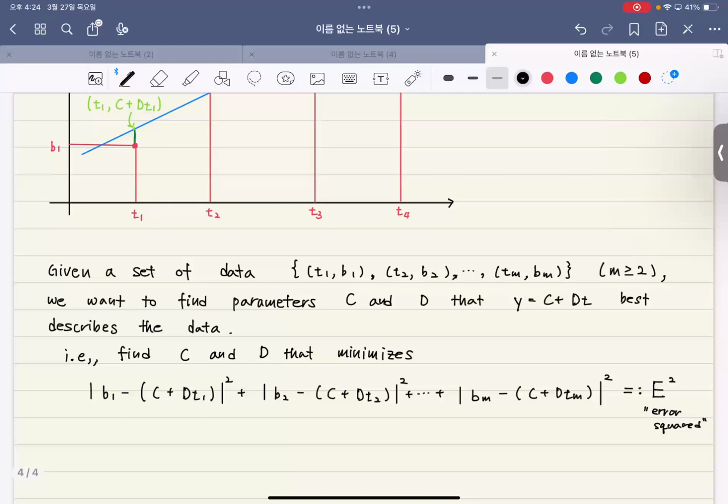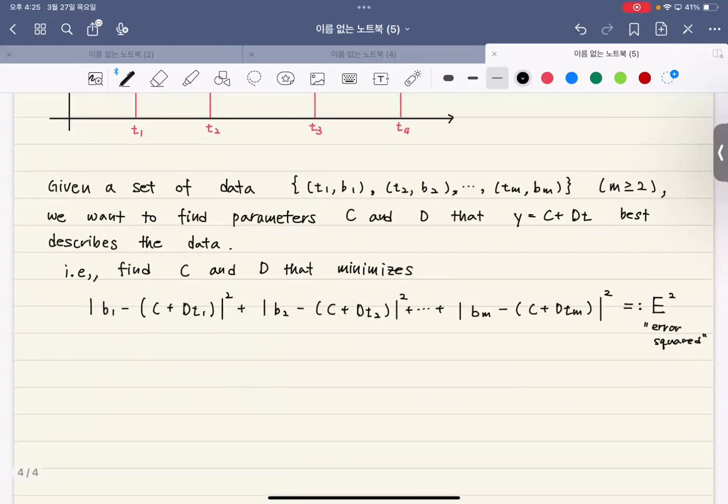Okay, so I want to find C and D that minimize my error square function. Taking a quick glance at this problem, it seems to have nothing to do with linear algebra. I guess this is more like a problem that should appear in a multivariable calculus course. However, this is actually a very typical linear algebra problem. Why?